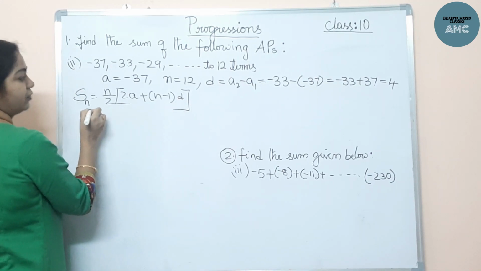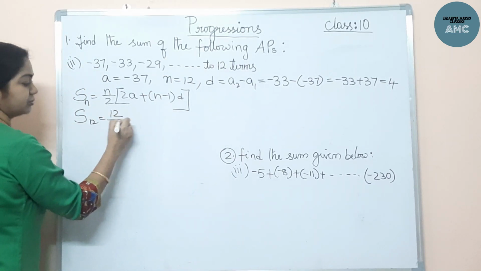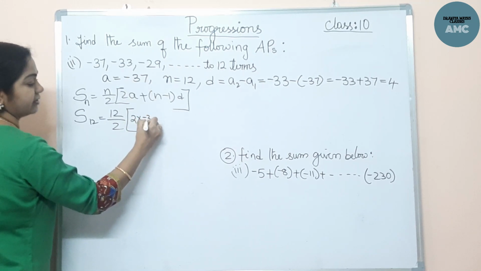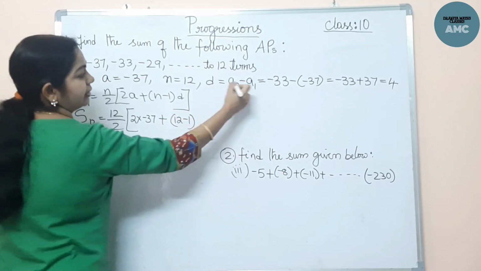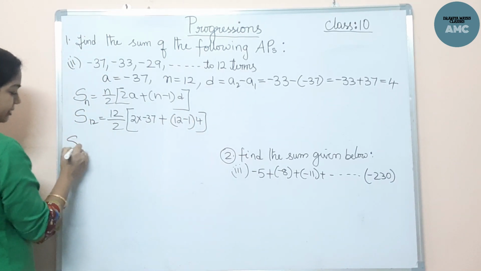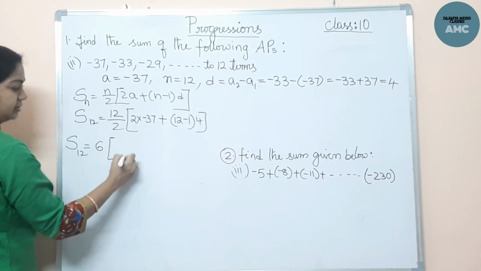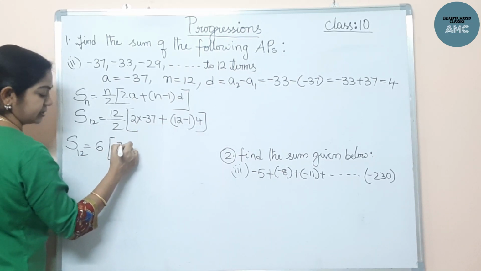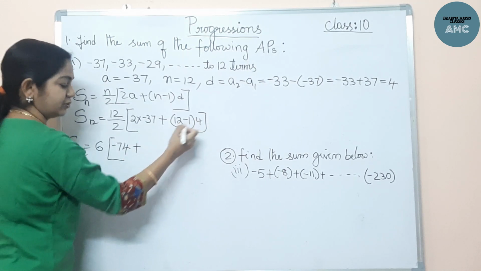So Sn, now we want the sum up to 12 terms. So 12 by 2, n is 12. So 2 into minus 37 is A, plus n is 12, 12 minus 1, and D value is 4. Right. Now if you see here, S12 is equal to, here if you cancel, it comes to 6. Now 37 twice, it comes to minus 74. Plus, here 12 minus 1, 11. 11 into 4 is 44.